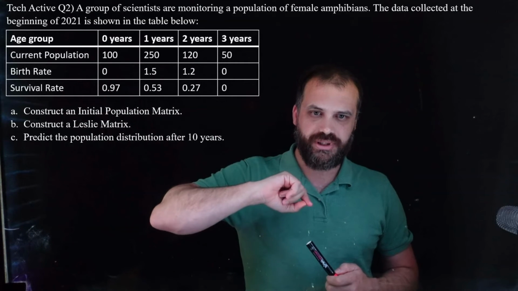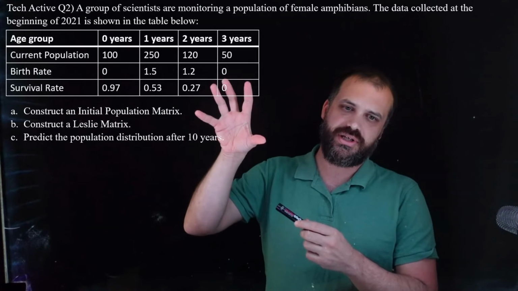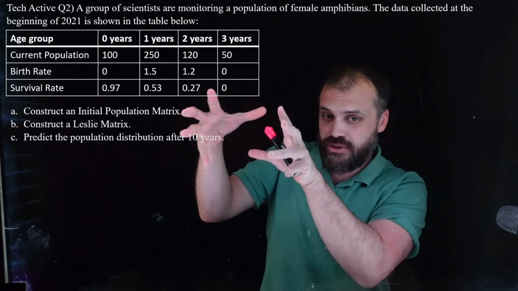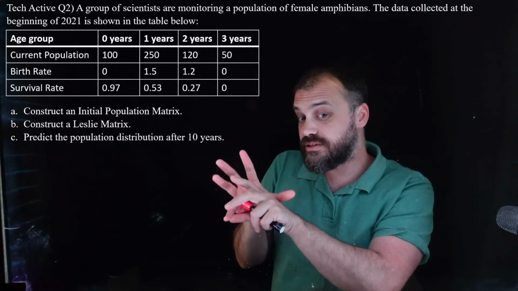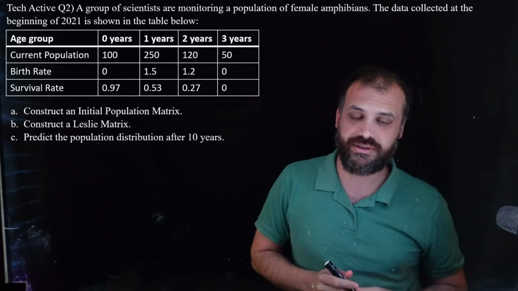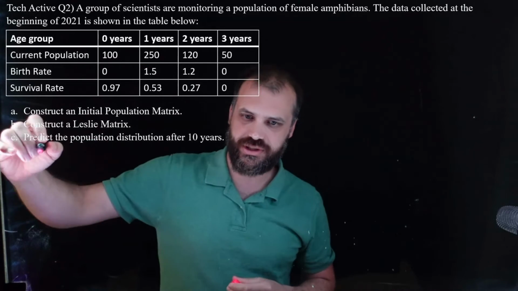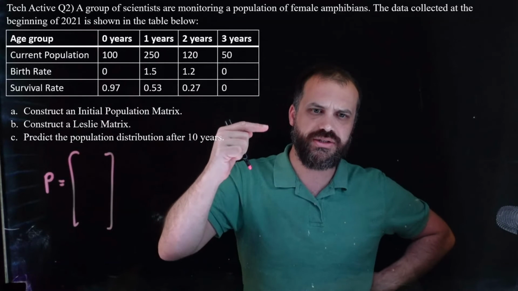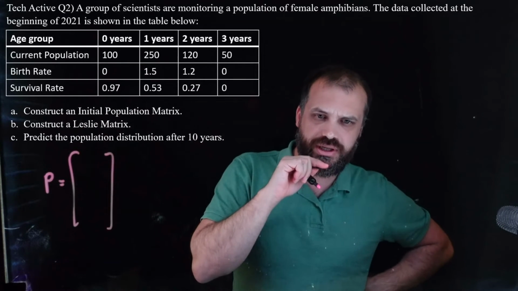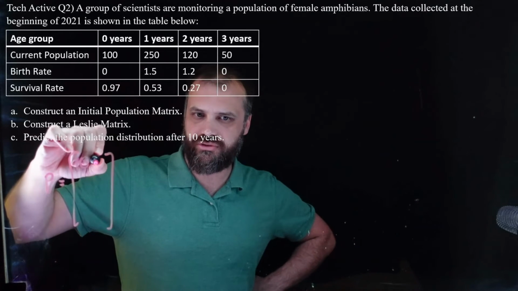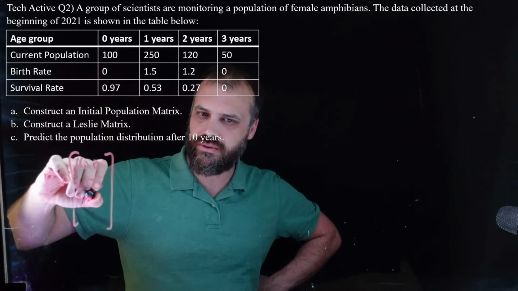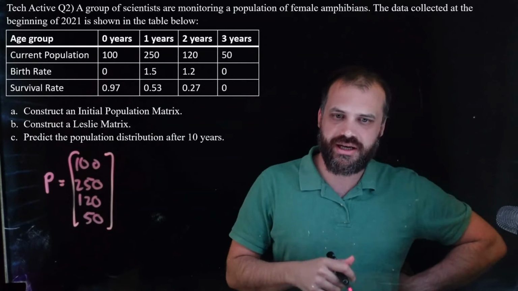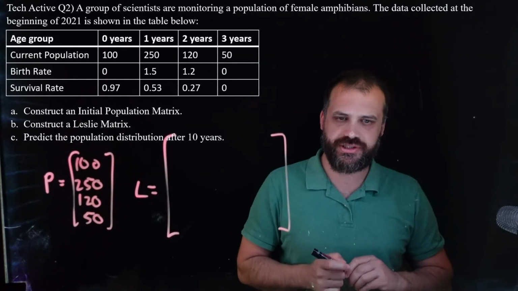Construct an initial population matrix. I like questions like this because this is how a table might be shown to you, right? And then you've got to translate it into some mathematical dealing. All right, initial population matrix, that feels super straightforward. The population matrix, 0, 1, 2, 3. So we need 4. So we need 100, 250, 120, and 50. Part A. Done.